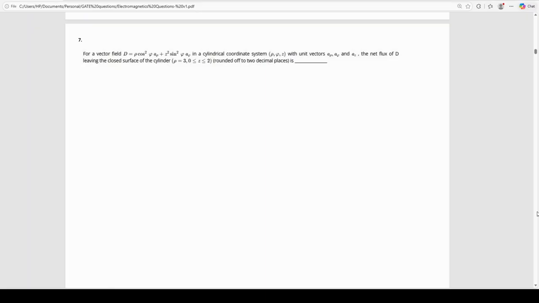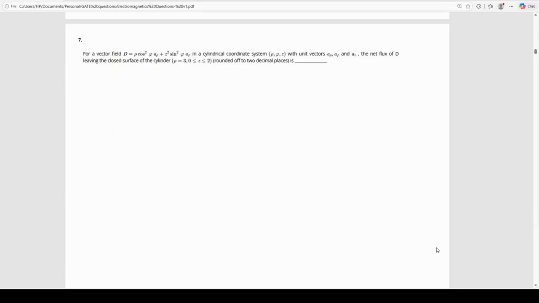This is a problem that appeared in GATE 2021. It's a numerical aptitude type problem carrying 2 marks. I had already solved this in one method using surface integral. Now we are going to use the divergence theorem and solve it using a volume integral.